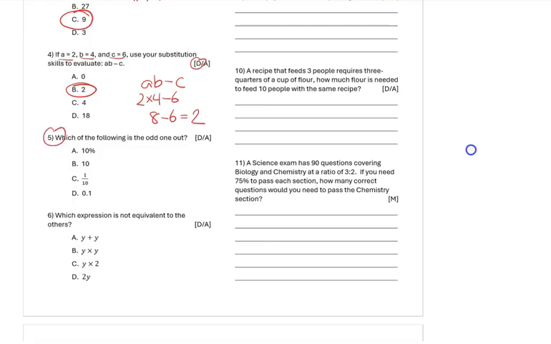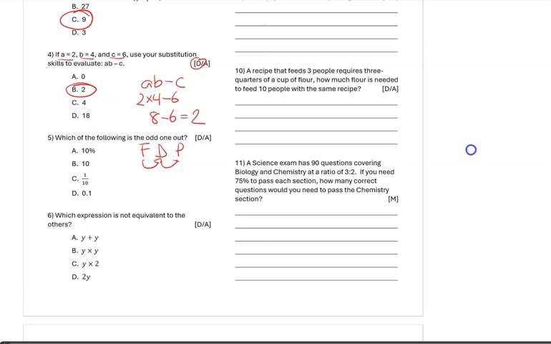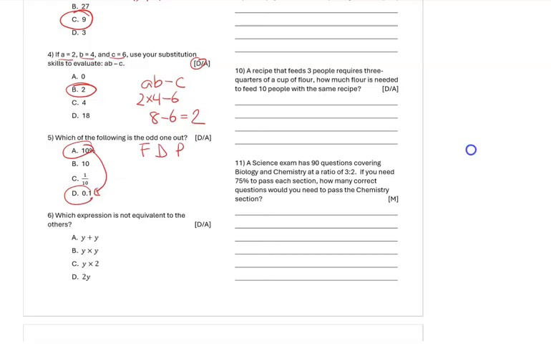Which of the following, for question number 5, is the odd one out? This one all relates to the relationship between fractions, decimals, and percentages, because you can flip-flop between different versions of these. They all have the same meaning or the same answer. In this case, I've tried to trick the answer when I wrote it, but 10% as a decimal would be 0.1, which as a fraction would be 1/10. So all of those three, A, C, and D, are related to each other in terms of the fraction, decimal, and percentage relationship.